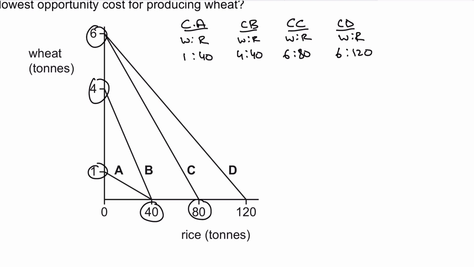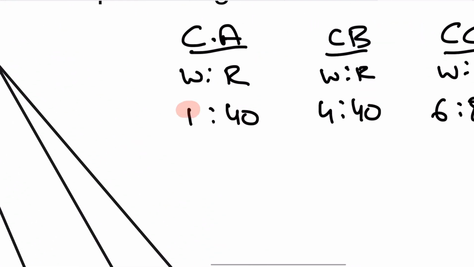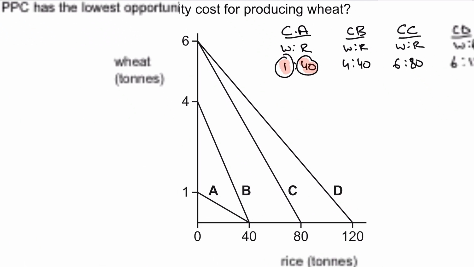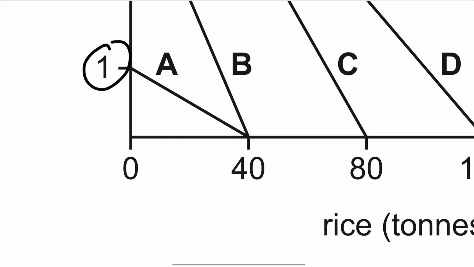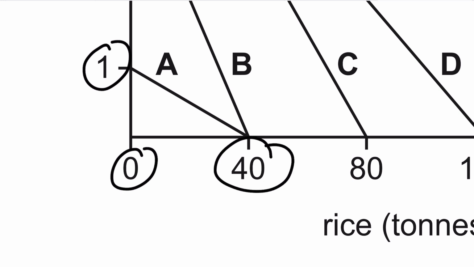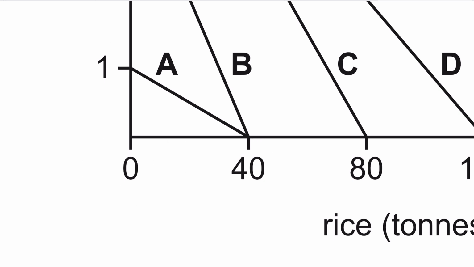Now guys, one more thing you need to understand. A lot of students think that this is 1 and 40, I mean 4 and 40. It's not that country A can produce one wheat and 40 rice together. It's not like that, right? It could produce either 1 if all resources are diverted to producing wheat, or it could produce 40 rice. Because if it produces 1 unit of wheat, it's producing 0 rice, and if it's producing 40 units of rice, it's producing 0 wheat, right?